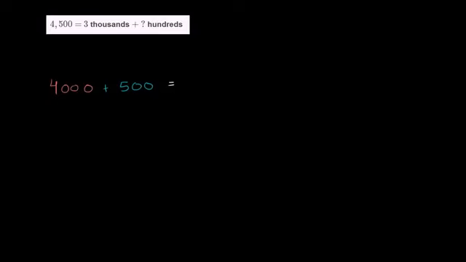We have 3 thousands, so it's 3 thousands. Now let's not even look at this right now. Let's just think about what do we have to add to this right-hand side in order to get the same thing that we have on the left-hand side. Well, if you compare the 3,000 and the 4,000, you see you have an extra 1,000 over here. So let's add an extra 1,000 on the right. So we're going to add one extra 1,000.